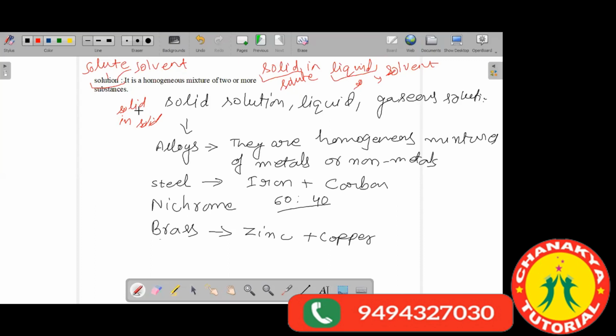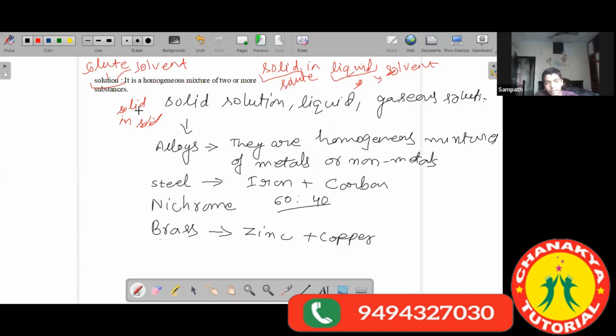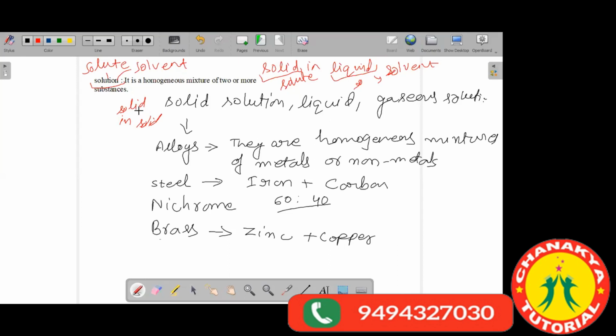If you have liquid in gas, which one will be taken as solute? Solid in gas or liquid in gas. In that case, whatever substance is present in a higher quantity will be considered the solvent, and the one present in smaller quantities will be considered the solute. Got it?